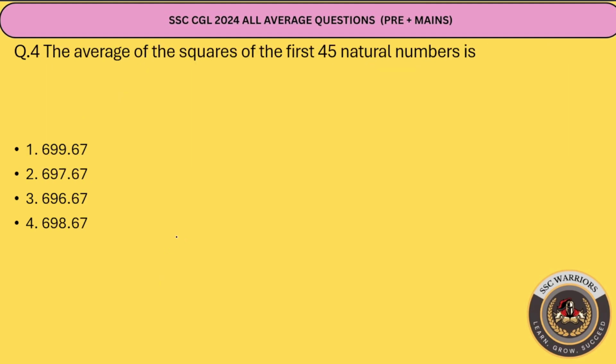What is the average of the squares of the first 45 natural numbers? Now we know that the sum of the squares of natural numbers is n(n+1)(2n+1)/6.